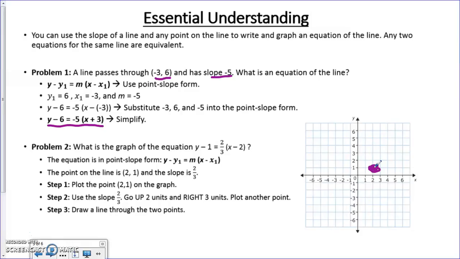And then step 2 is you want to use the slope 2/3 to plot another point. +2 means to go up 2, and then +3 go right 3. Plot your other point, which would be right over here. And then step 3 is to draw a straight line, do the best you can, through the points. And remember to always extend your lines and draw your arrows.